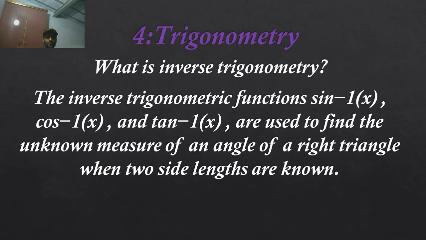Number 4, trigonometry. What is inverse trigonometry? The inverse trigonometry functions sin inverse x, cos inverse x, and tan inverse x are used to find the unknown measure of an angle of a right triangle when two side lengths are known.